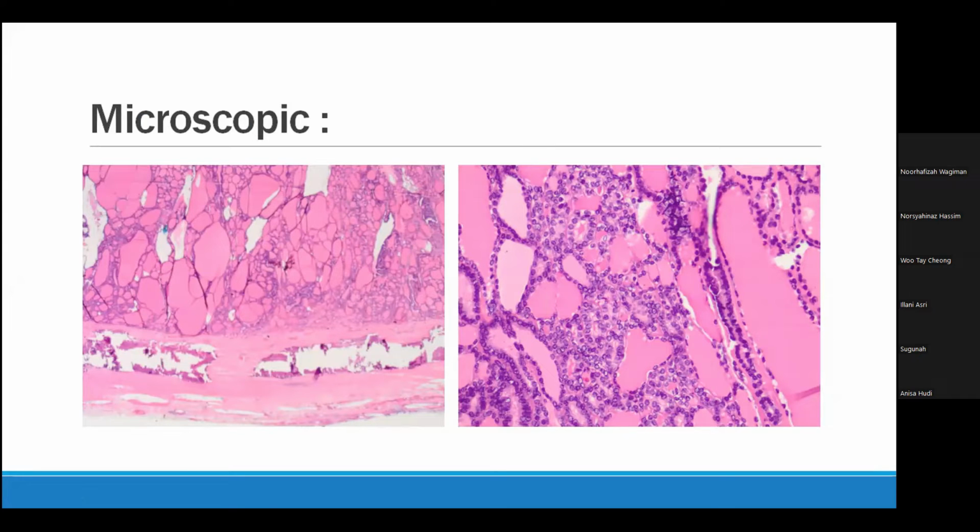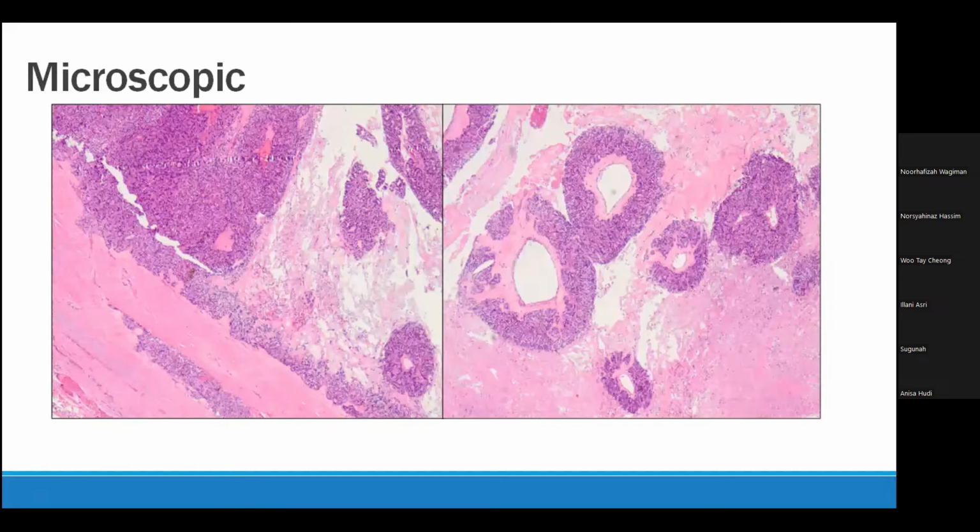Microscopically, this is the capsule of the lesion. You can see calcification, and here a follicular pattern. If you see only this picture, you will probably think this is a follicular adenoma, or an adenomatoid nodule, because everything looks bland, and you can see monotonous nuclei lining the follicles. So this is one part of it.